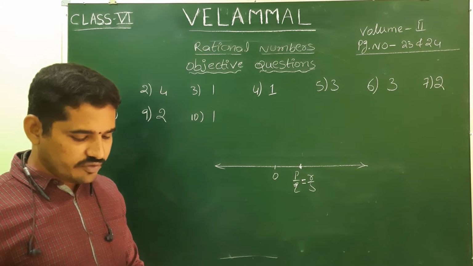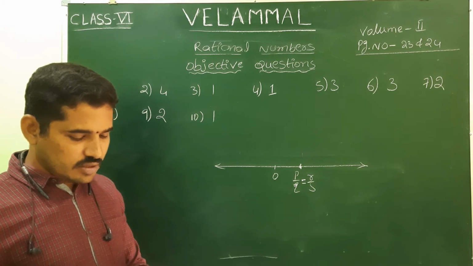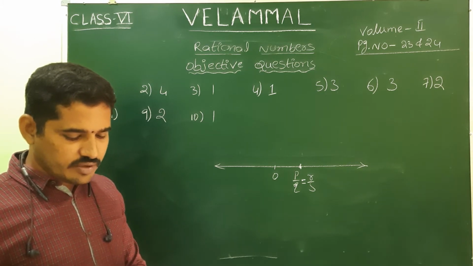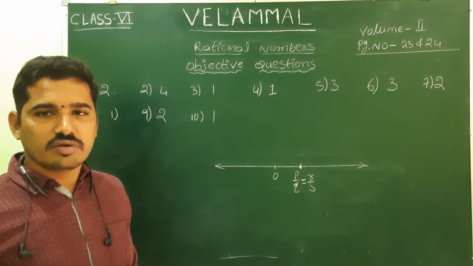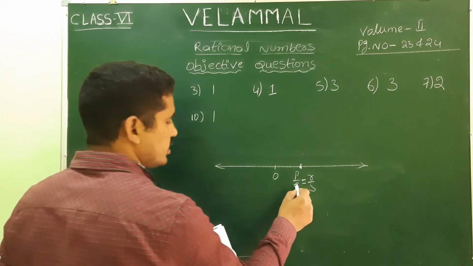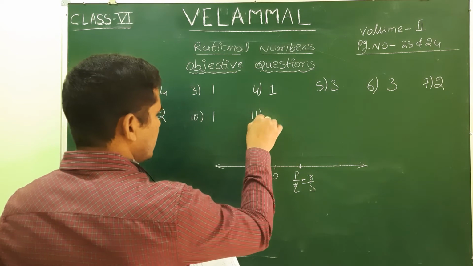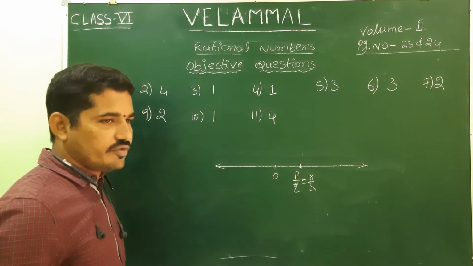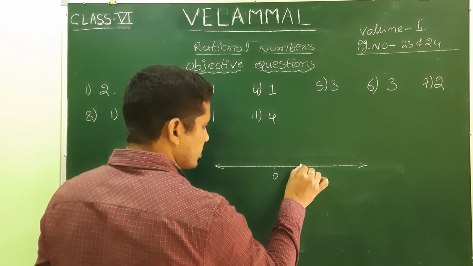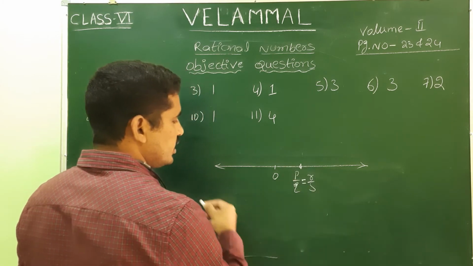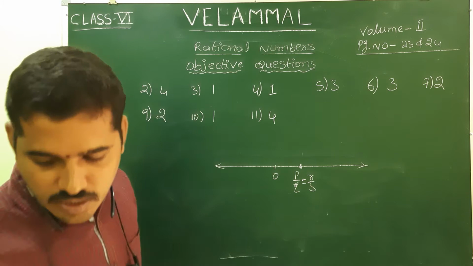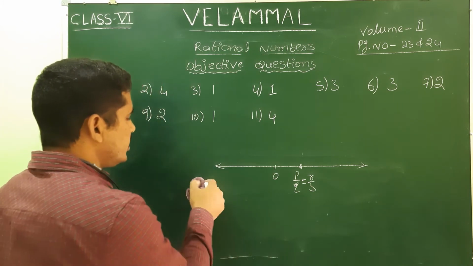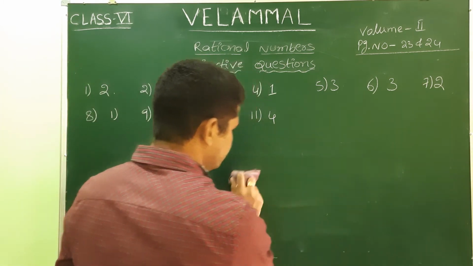Otherwise they are not equal: p by q is left of r by s, r by s is left of p by q, or p by q is equal to r by s. So we will take p by q is equal to r by s as the option. That is the fourth option. Whenever it is showing the same number, it means both must be equal.